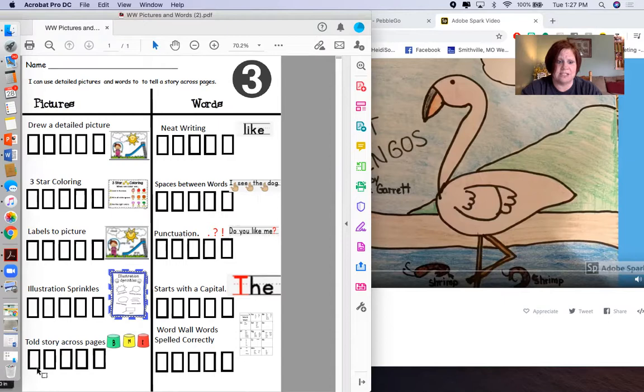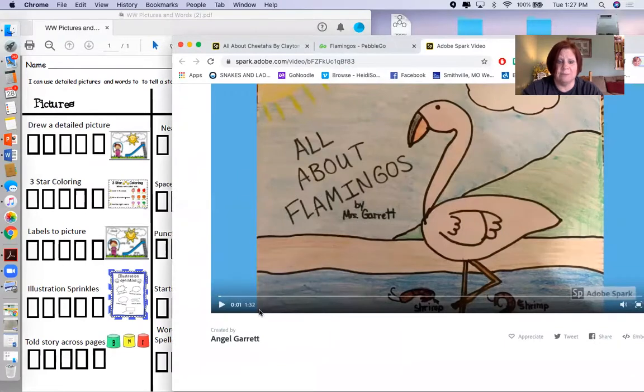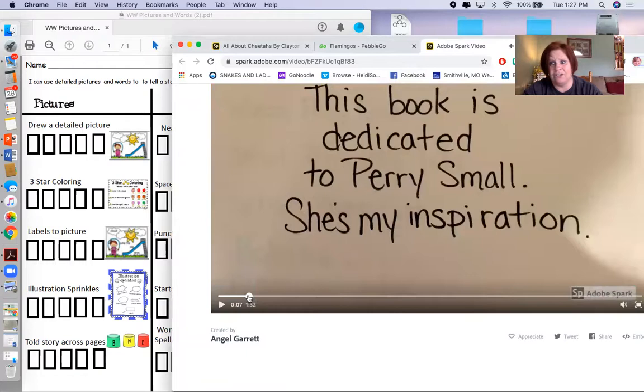And then did I tell my story across pages? Well, I haven't even started that yet. So let's go ahead and look in here. I want to make sure that I added a dedication page. If you want to add a dedication page, you could take a page, or even use the back of your front cover. Perry was my inspiration for this, and so that's why I dedicated this book to her.